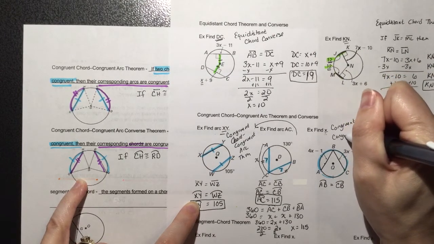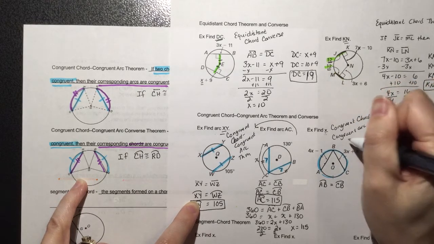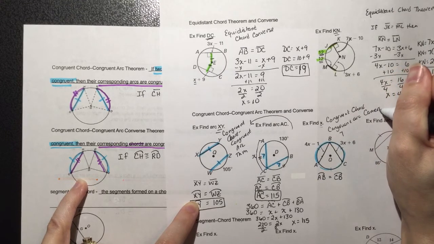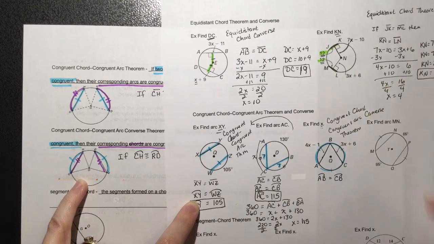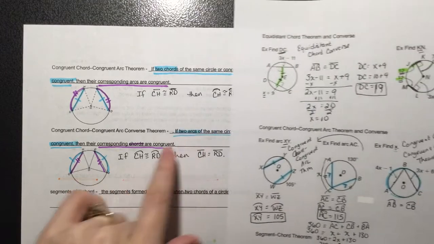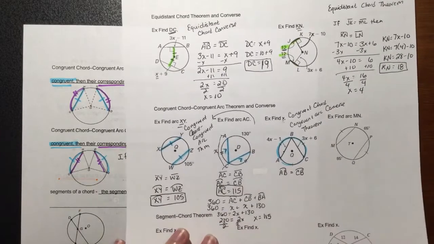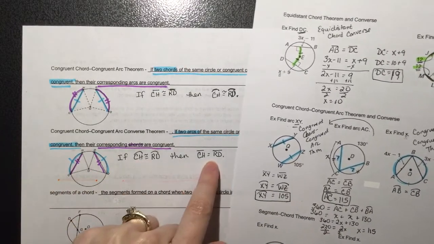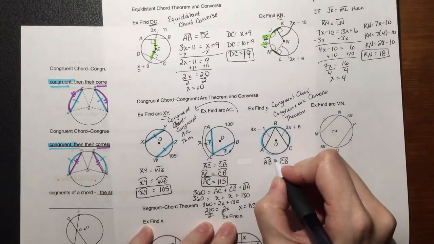Congruent arc theorem. Ooh, this is the converse, because we started with two congruent arcs. So since we know, using the theorem, that the two arcs are congruent, then we can say that their corresponding chords are congruent and equal as well.